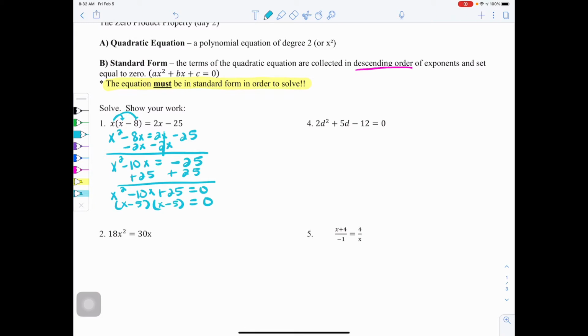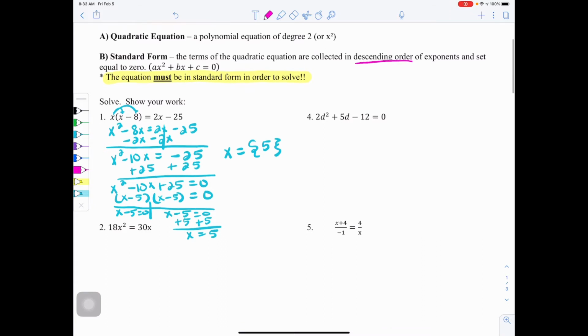After you have factored, you're going to set each factor equal to 0. So x minus 5 equals 0 and x minus 5 equals 0. Now, since they are the same equation, you can just solve one of them. So I'll solve the one on the right by adding 5 to both sides and getting x equals 5. So that means my answer is x equals 5 with my set notation. Let's move on to number 2.